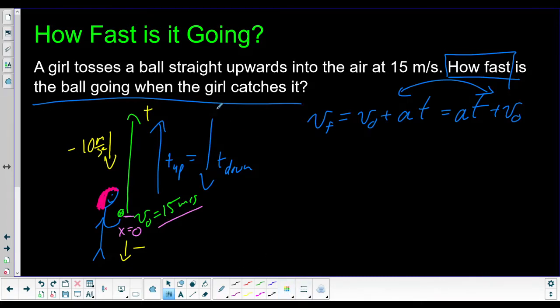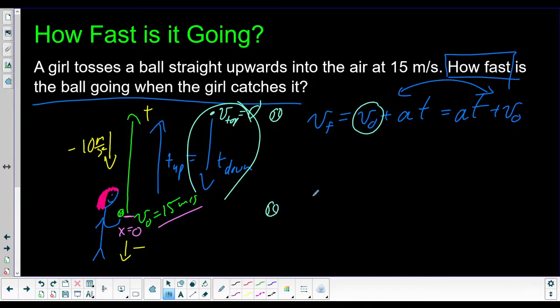All right. So let's look at this half of the problem. We know at the top from our first example that V at the top equals 0. We're going to make this the initial part of the problem because we're only looking at this part. So it starts with the ball at the top and ends with the ball at the bottom. So this is initial, and this is final.